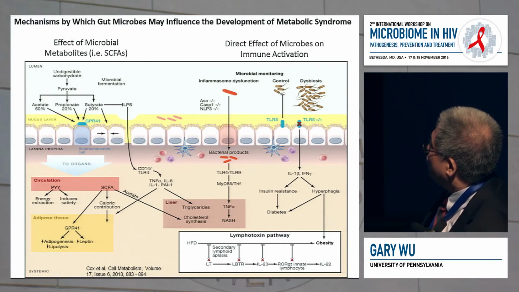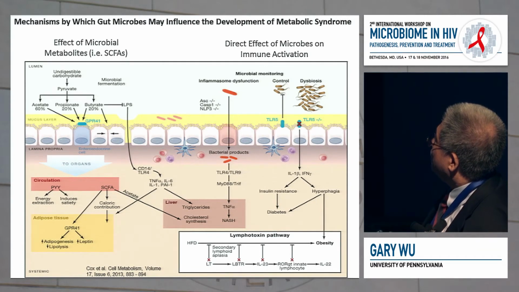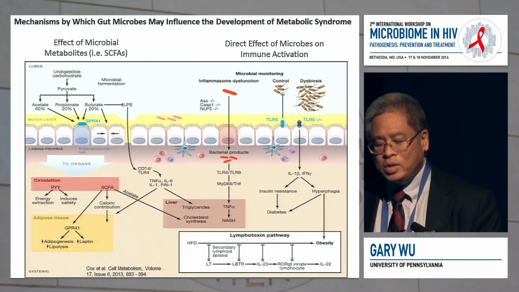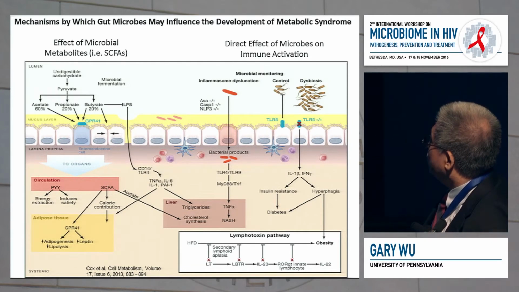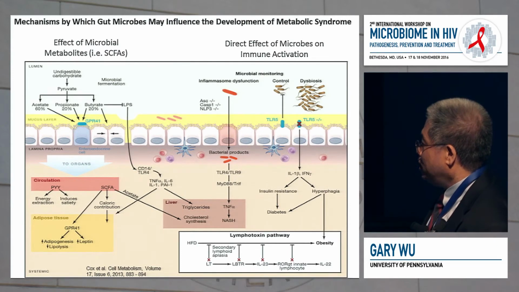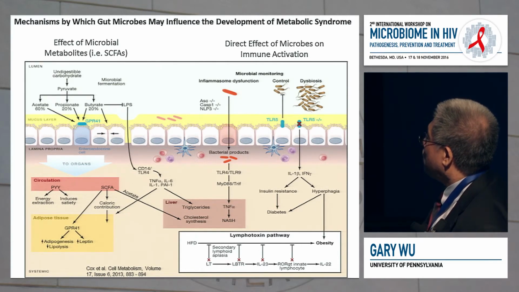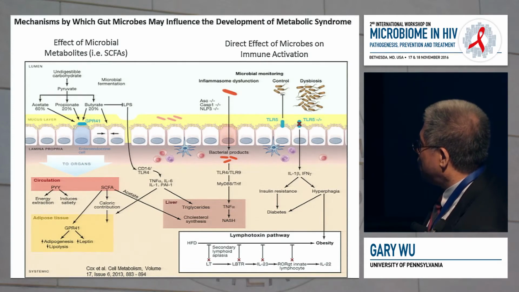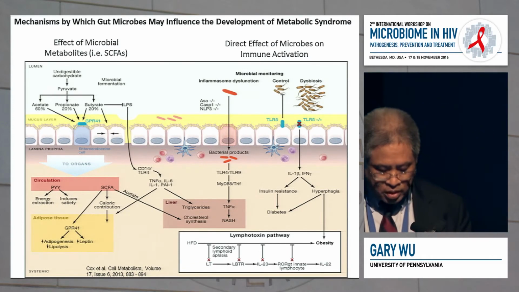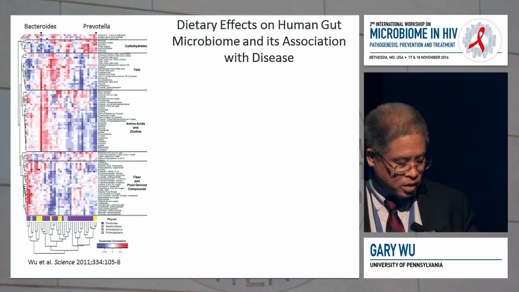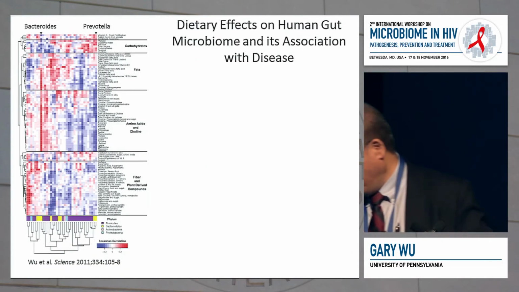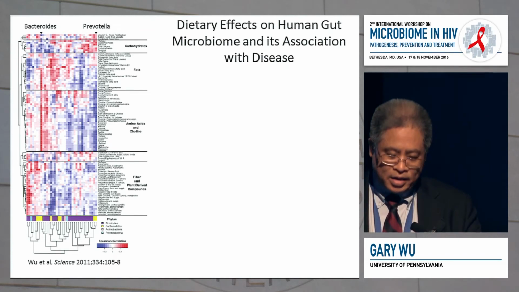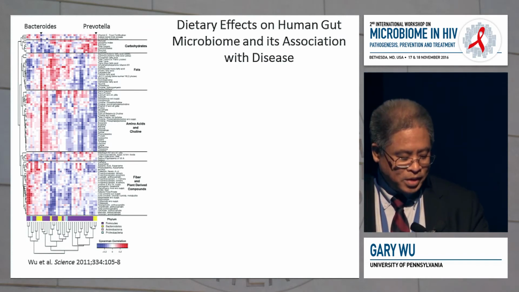But the other way of looking at it is really thinking about the direct effect of microbes on immune activation. And again, there are various models. TLR5 knockout mouse is one particular model that leads to dysbiosis and then alters the microbiota that leads to an inflammatory process. So there are many examples of this, but it's not the metabolites, but the microbes themselves that are playing a role in metabolic syndrome. All right, so what about diet? Diet obviously is a major driver of obesity.